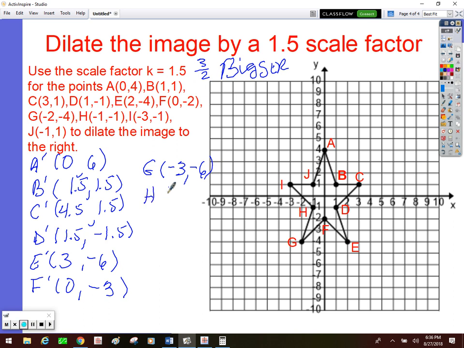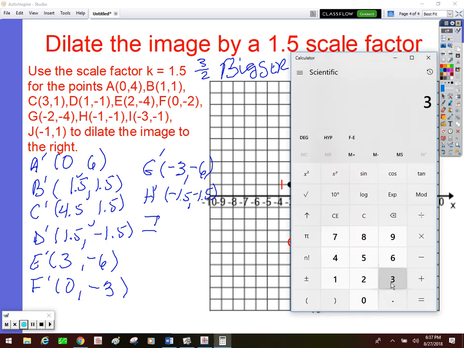All right, so we're almost done. So that's G prime, that's H prime. Negative 1, negative 1. Well, this is the same coordinates as B. We're just going to change the sign. So negative 1.5, negative 1.5. Okay, once you do a few of these, they kind of work themselves out. Okay, here's I, negative 3, positive 1. Well, we haven't done a negative 3, but we have done a positive 3. But again, all I'm doing, guys, is just multiplying negative 3 times 1.5. If you want to see it, we can do it this way right here. We can do negative 3 times 1.5.